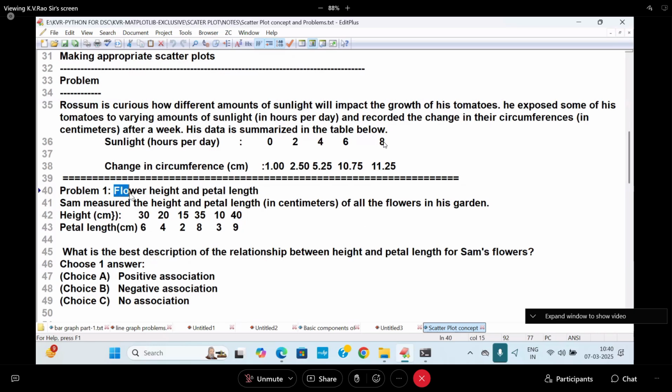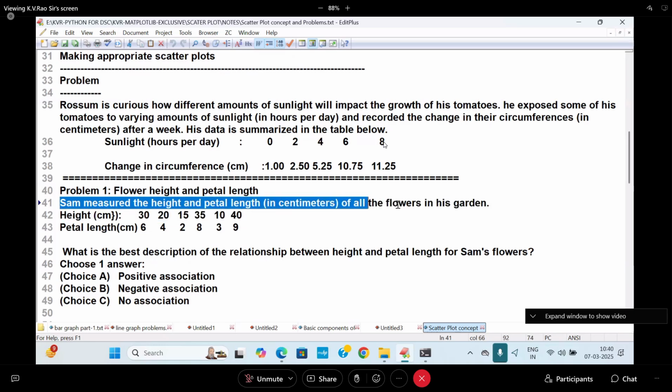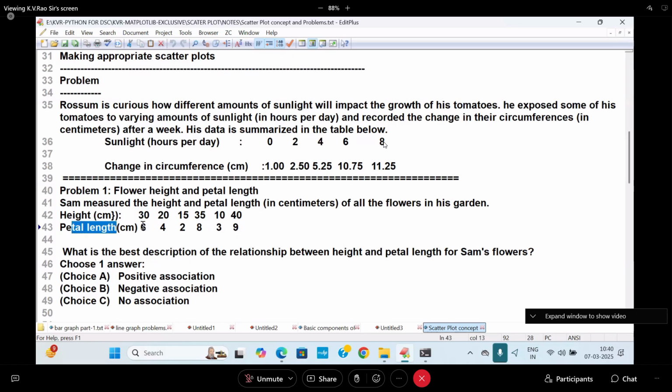Now go to Sam, who measured the height and petal length in centimeters of the flowers in the garden. Height of the flower 30, petal length is 60, 6, 24, 15, 2, 35, 8. Next is 10, 3, 49. So what did you understand? This kind of thing, more height of the flower, and what will be the petal length? You need to observe there.